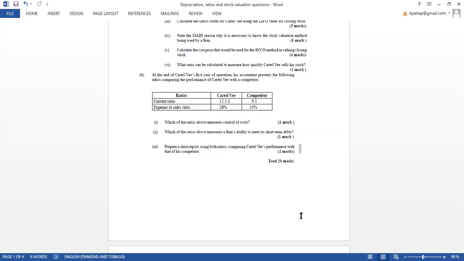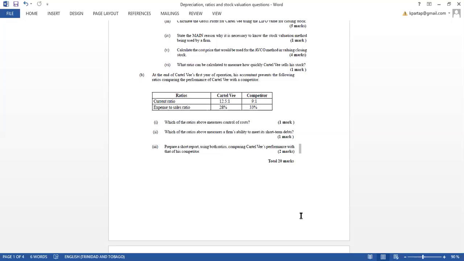And the last part of the question, prepare a short report using both ratios, comparing Cartel V's performance with that of the competitor. So when we're dealing with the current ratio, any current ratio of 1.5 or above is considered healthy. If you get a current ratio below 1, then that means that the company is struggling.